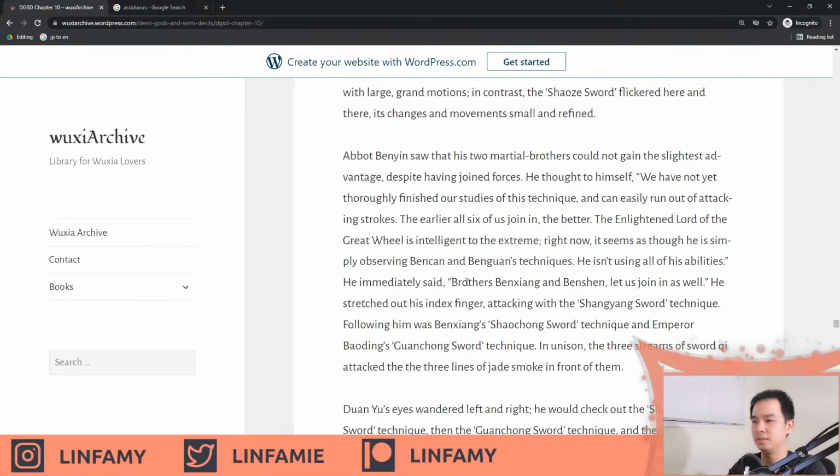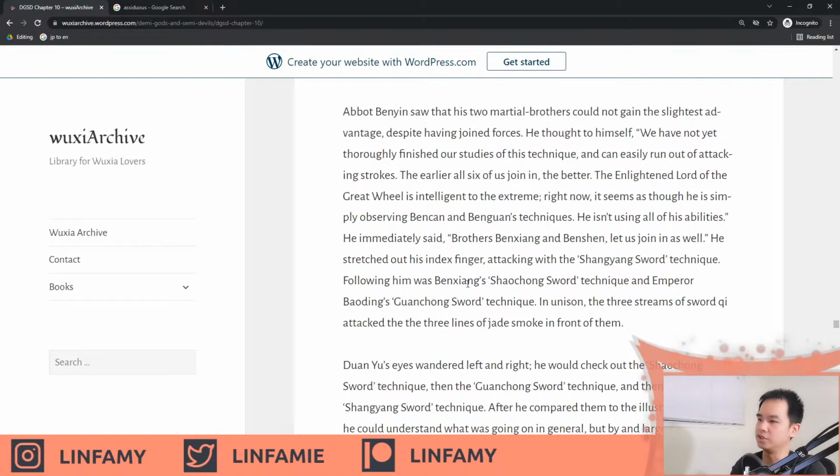He immediately said, "Brothers Bunxiang and Bunshan, let us join in as well." He stretched out his index finger, attacking with the Shanyang sword technique. Following him was Bunxiang's Shaochong sword technique and Emperor Baoding's Guanchong sword technique. In unison, the three streams of sword qi attacked the three lines of jade smoke in front of them.